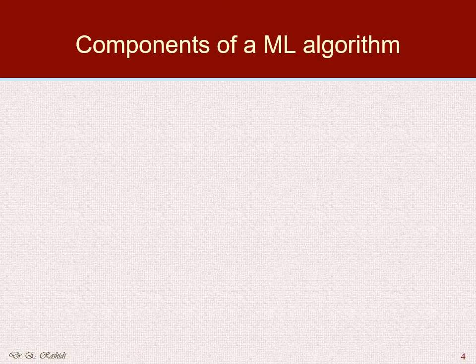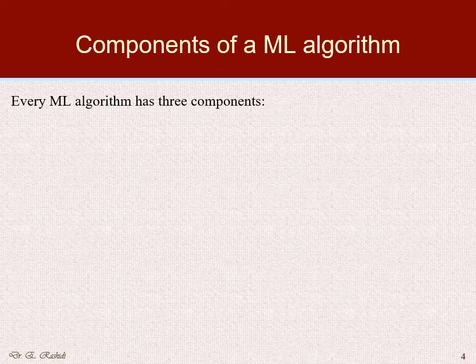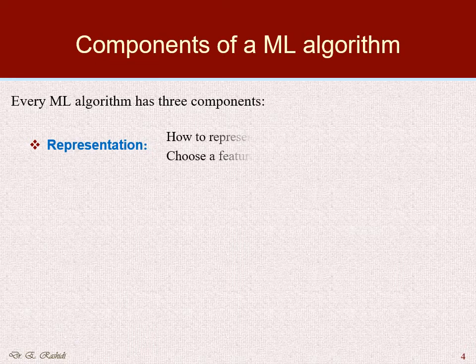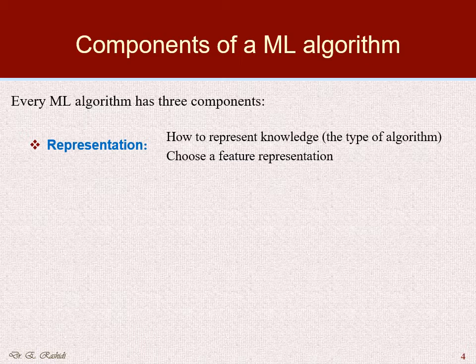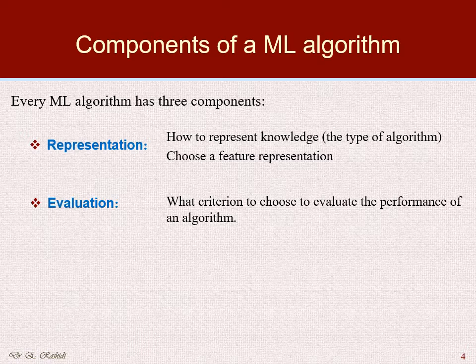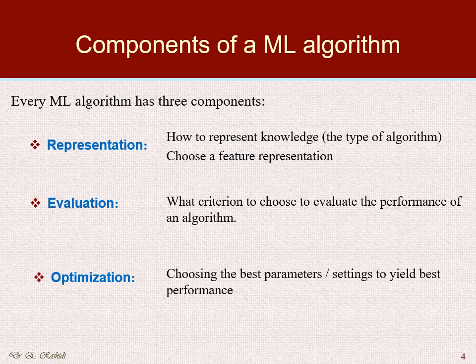Let's review the components of a machine learning algorithm. Every machine learning algorithm has three components. Representation, which is how to represent knowledge, in this case, the type of algorithm. Choose a feature representation for your algorithm. Next is evaluation. What criteria to choose to evaluate the performance of your algorithm. Then the third one is optimization. Choosing the best parameters or settings for your model to have the best performance.